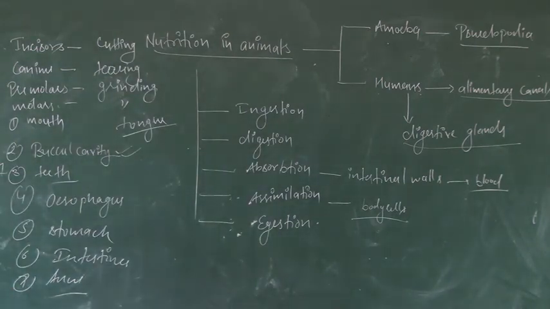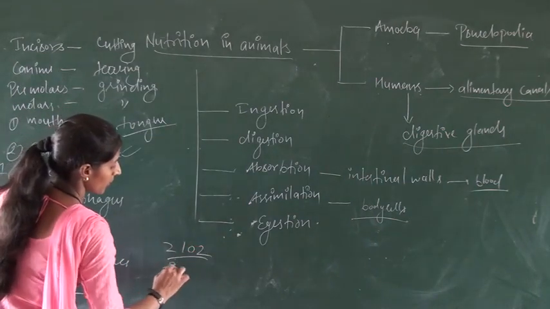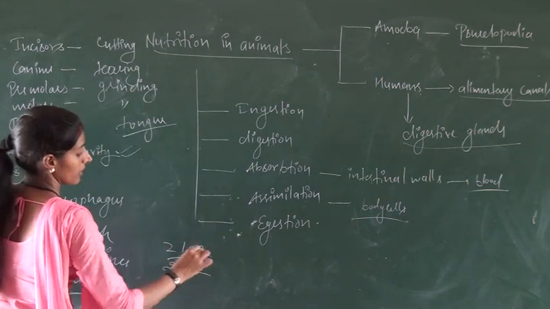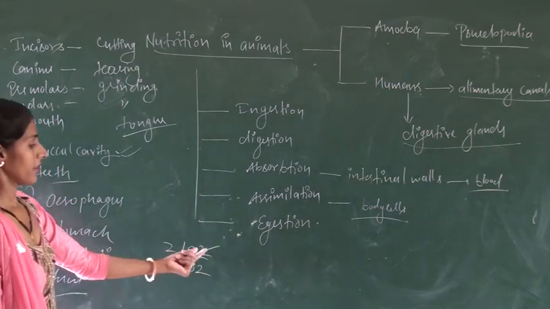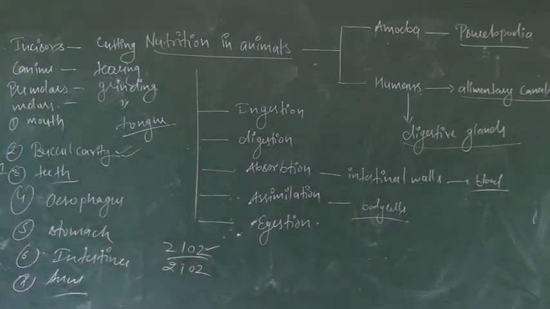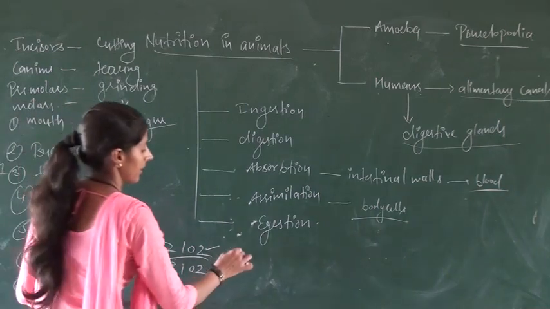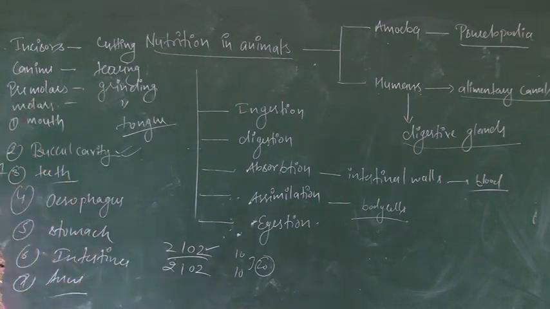The dental formula is 2102, 2102, or 2 plus 1 plus 0 plus 2, total 5 and 5. These are in the upper jaw and these are in the lower jaw. Half upper jaw and half lower jaw, sorry. And 10 or 10, total is 20. These are the milk teeth.